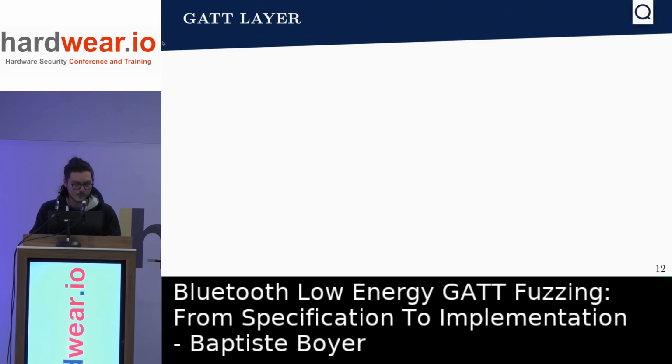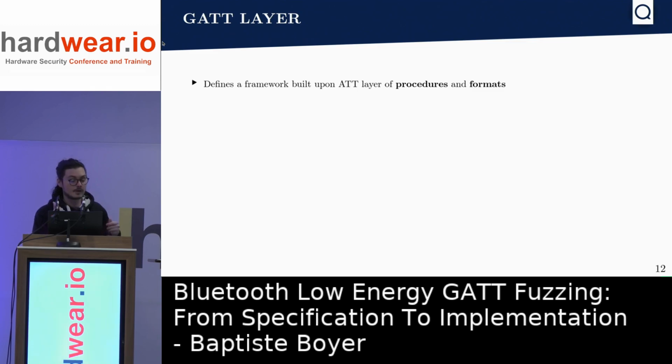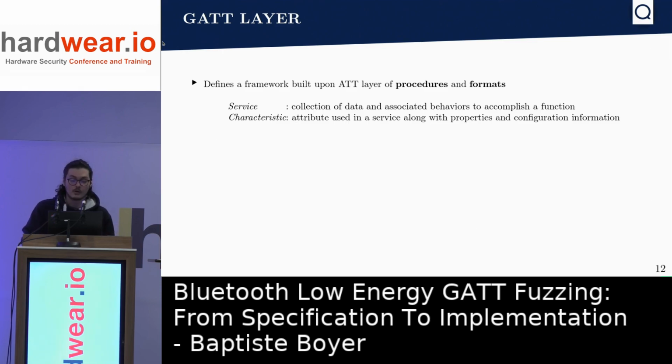everything went well. Okay, now let's define the GATT layers. The GATT layer defines a framework built upon the ATT layer, and it defines procedures and formats. For the formats, we have services. A service is a collection of data and associated behaviors to accomplish a function. Also, we have characteristics. A characteristic is an attribute used in a service along with properties and configuration information. And then we have descriptor. The descriptor is an optional field of the characteristic, and it contains related information about the characteristic value.